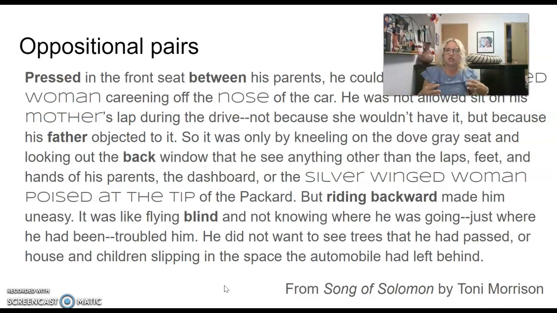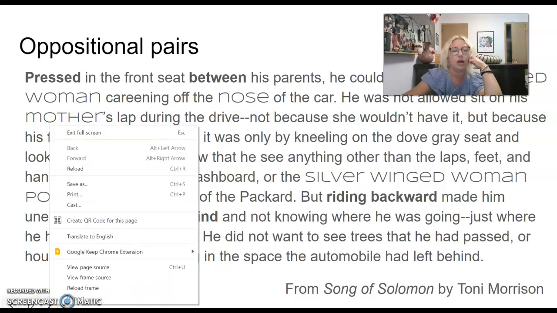So you can see that he's described as being kind of squashed in there. He's turned backwards and he is really unhappy. And he sees this image of this winged, beautiful woman, that silver, that's facing forward on the very front of the car, who sees everything first. And it's in opposition to how he is described. So in a sense, this is an example of a bunch of oppositional pairs. All sort of culminating in the description of the boy in comparison to the figure on the hood of the car.